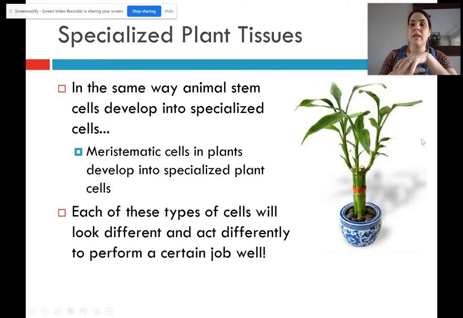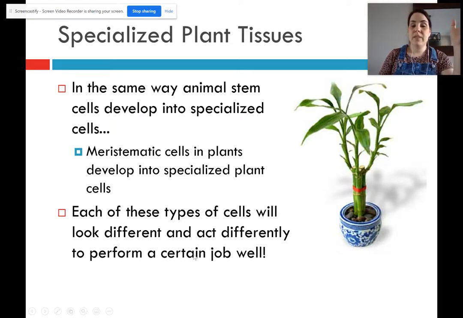In the same way we said animal stem cells, unspecialized cells, can specialize into all these different types of cells like neurons or bone cells or fat cells or muscle cells, plants do the same thing. They start with these unspecialized meristematic cells and they will develop into specialized cells in the plant, like their vascular tissues, what they use for transport, or ground tissue, which is similar to our connective or fat tissue.